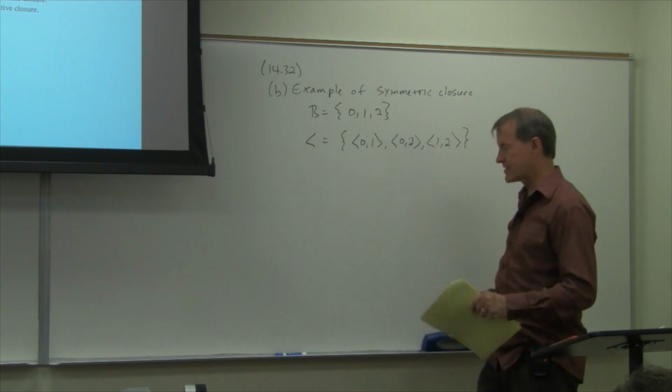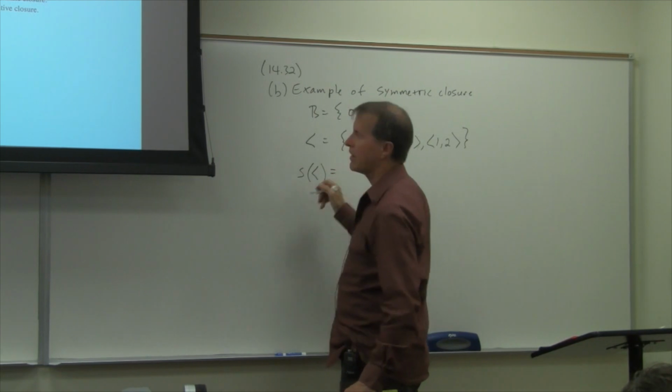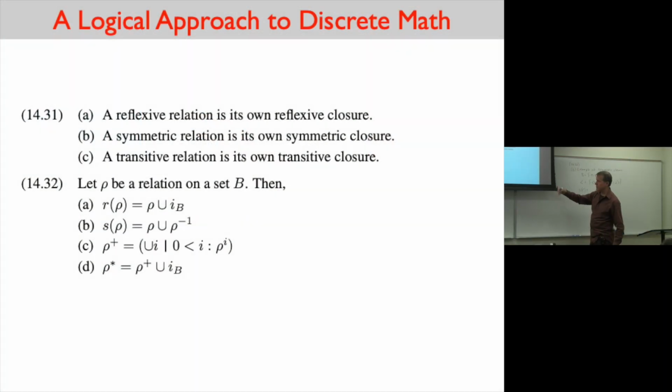Now, what is the symmetric closure, S? What do we have to do? We have to union this set of ordered pairs with what set of ordered pairs? Greater than? Because if there's 0, 1, there has to be a 1, 0. So what is rho inverse? Rho inverse is the set of ordered pairs with them switched. So we have to union this one with the set that has them all switched. What would that be?